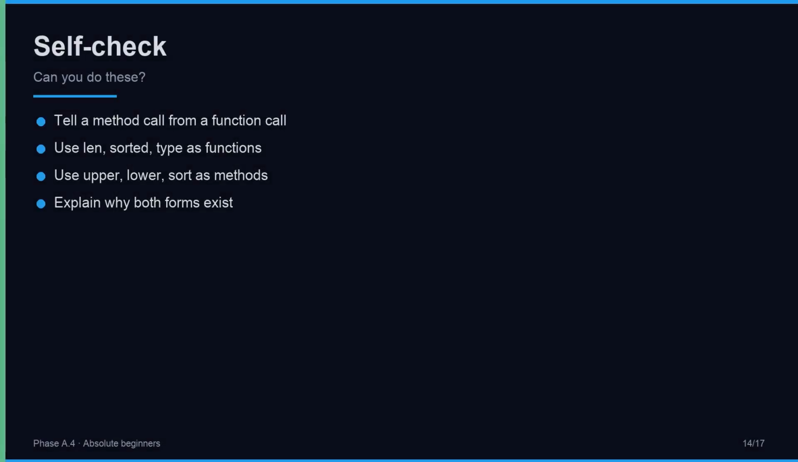Quick self-check. Can you look at a line of code and tell whether it is a method call or a function call? Can you use len, sorted, and type as functions? Can you use upper, lower, and sort as methods? Can you explain why Python has both forms? If any feels shaky, rewatch that part.